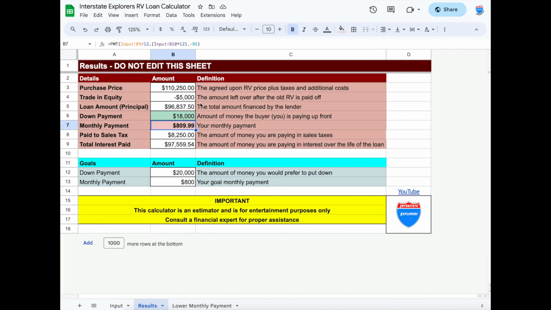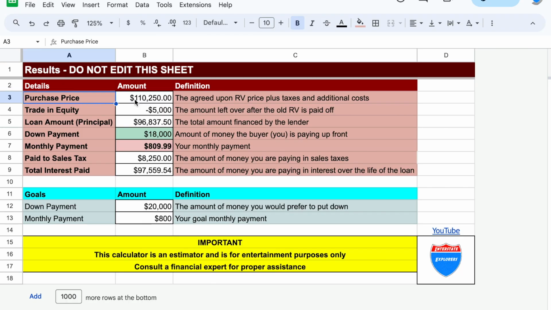So if we go to the results tab, then this has calculated all the numbers for us. So let's start with purchase price. So the purchase price is the agreed upon RV price plus the taxes and the additional costs. So this is going to get us a grand total of $110,250. We have a negative trade-in equity, which is of negative $5,000, which, remember, is the amount left over after the old RV is paid off.